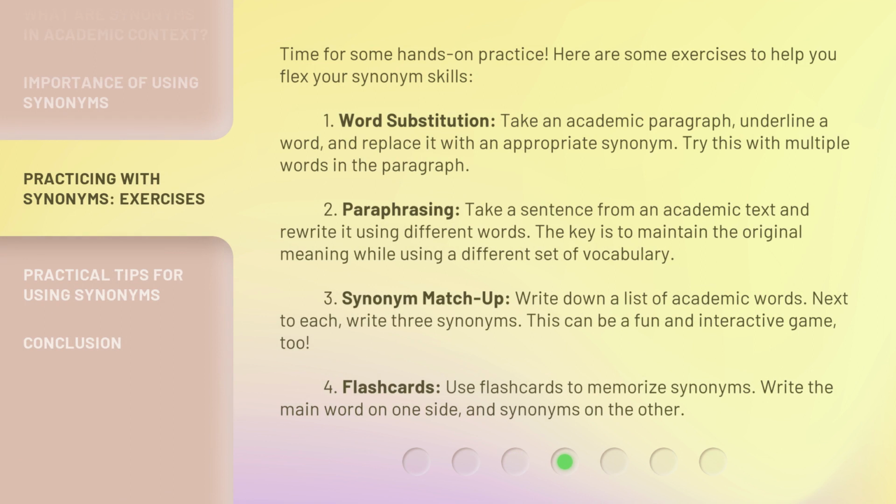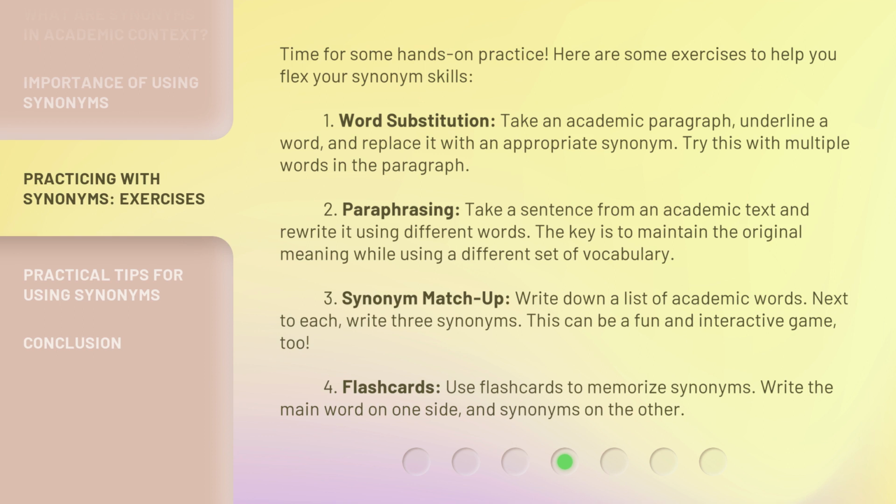Time for some hands-on practice. Here are some exercises to help you flex your synonym skills. 1. Word substitution. Take an academic paragraph, underline a word, and replace it with an appropriate synonym. Try this with multiple words in the paragraph. 2. Paraphrasing. Take a sentence from an academic text and rewrite it using different words. The key is to maintain the original meaning while using a different set of vocabulary.